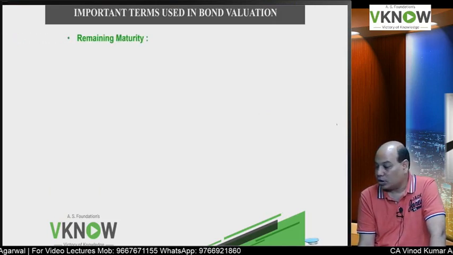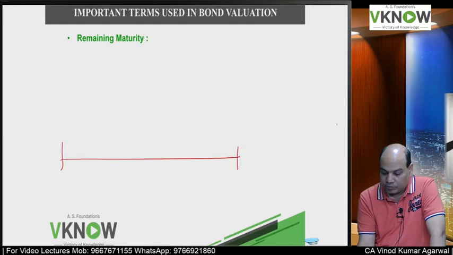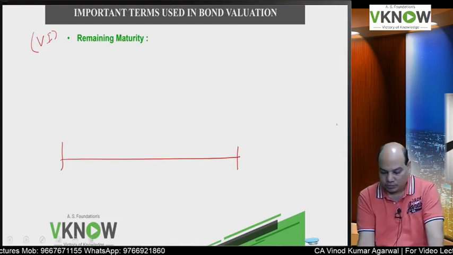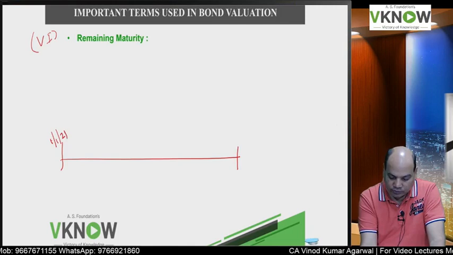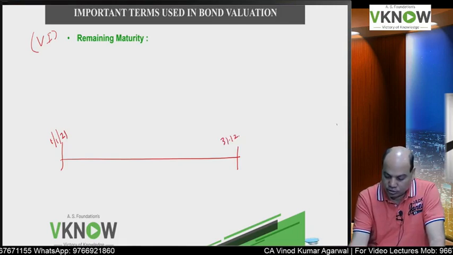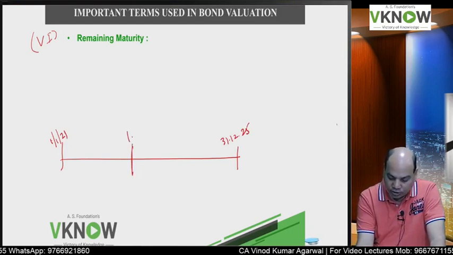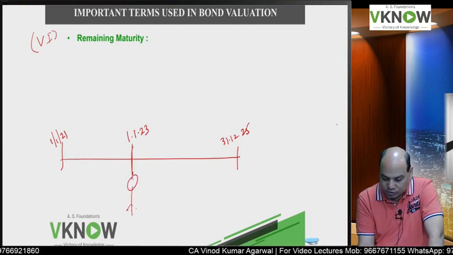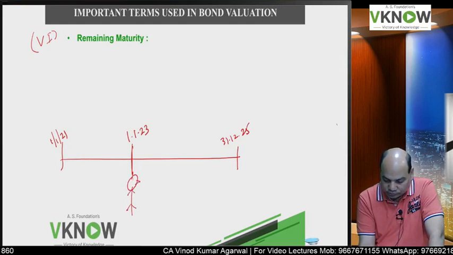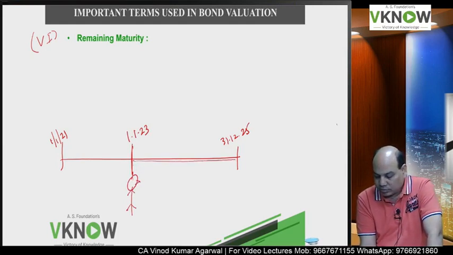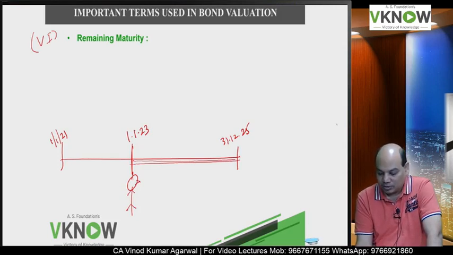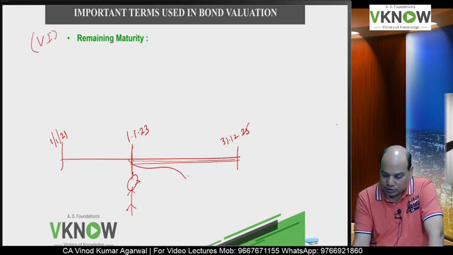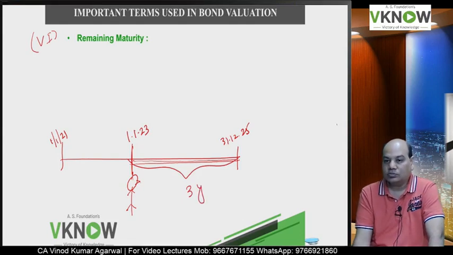Then there is something called remaining maturity. Very important, right here, very important. Okay, suppose the bond was issued on 1st January 21. Bond will mature on 31st December 25 and today is 1st January 23. Now you are standing here. Suppose this is you. Okay. So you will look forward. How many years are remaining? 23, 24, 25. So how many years are remaining? 3 years. So we will say remaining maturity is equal to 3 years.